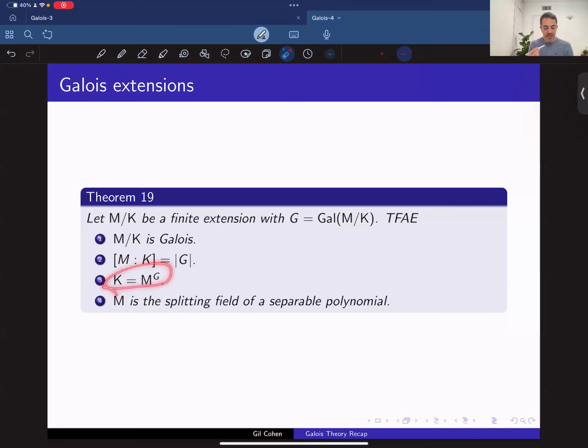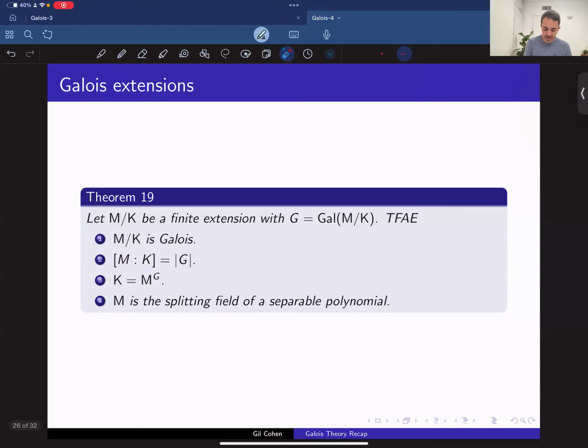A third way of saying the same thing is that K is exactly the fixed field of G. We said that when you look at a finite extension and its Galois group, it could be the case that the automorphisms actually move larger elements that are outside of K. A Galois extension is such that this doesn't happen. So any element that's not in K is moved by at least one of the elements in the Galois group.